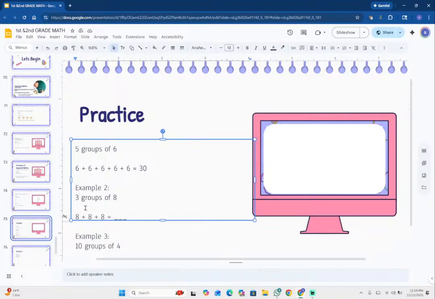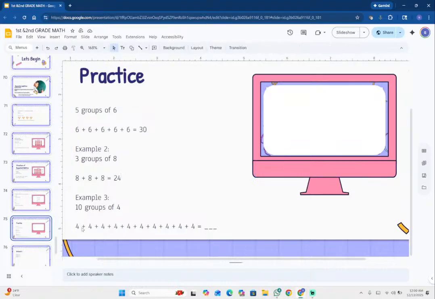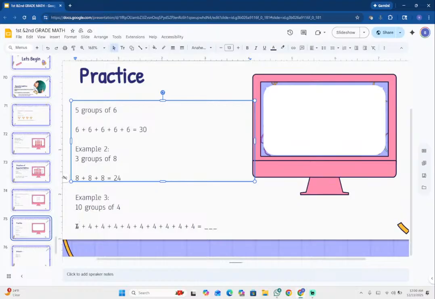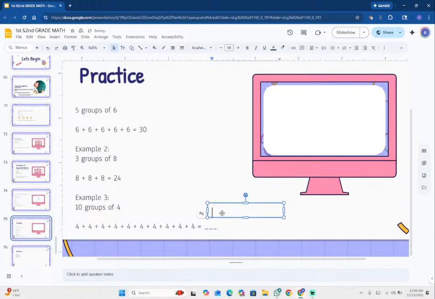Three groups of 8. So 8 plus 8, 16. 16 plus 8, 24. Now 10 groups of 4. So if we wanted to add all of these up, it would take a pretty long time. So instead of doing this, we can rewrite all of this as 4 times 10.